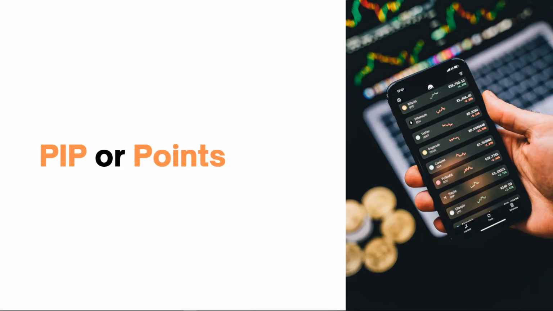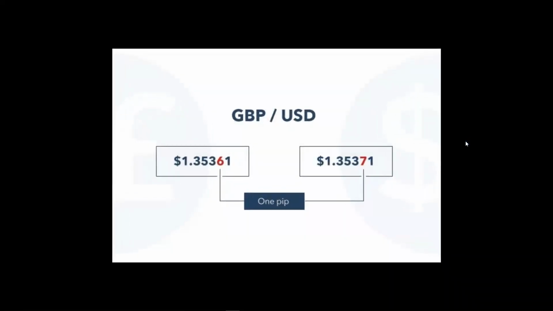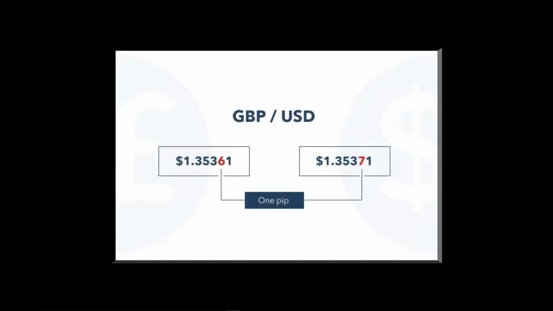In this lesson, we're going to learn about a pip. What is a pip in Forex? A pip, or price interest point, are the units used to measure movement in a Forex pair. A Forex pip is usually equivalent to a one-digit movement in the fourth decimal place of a currency pair.